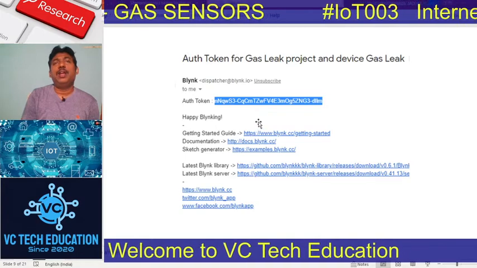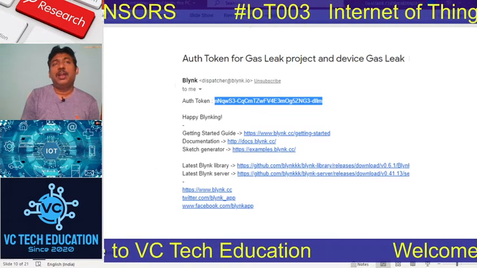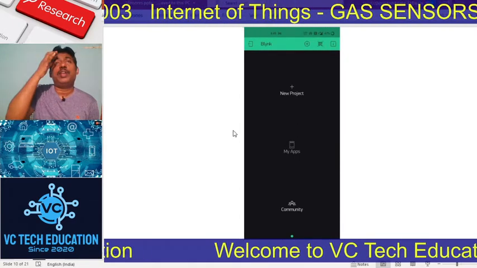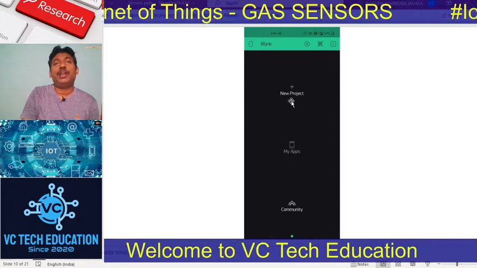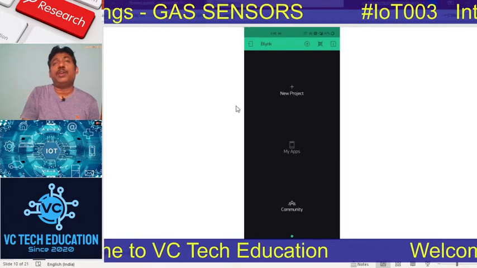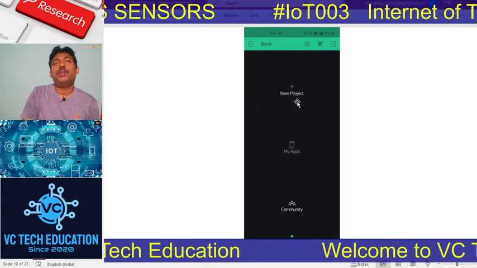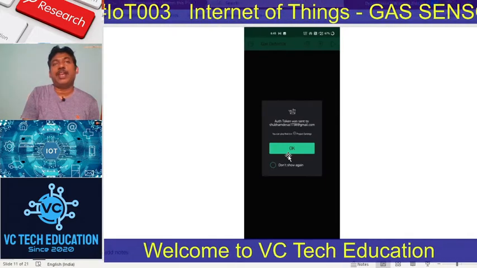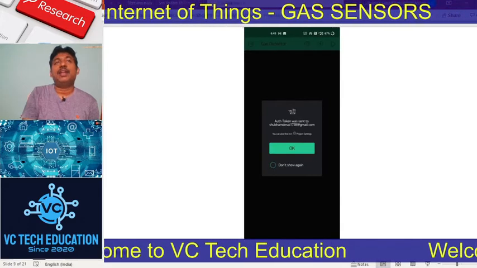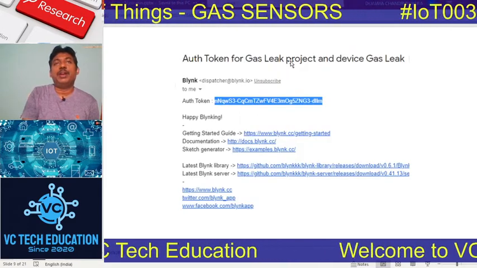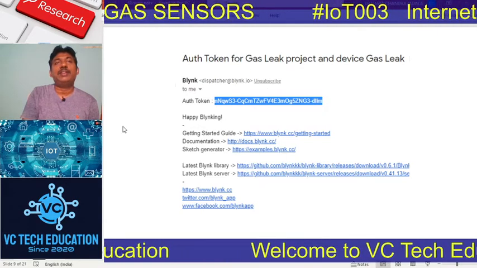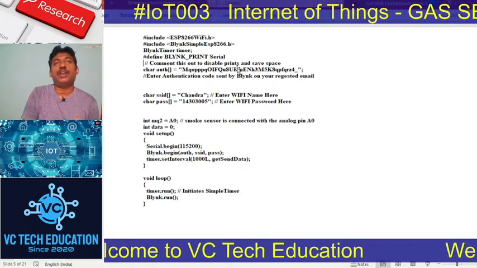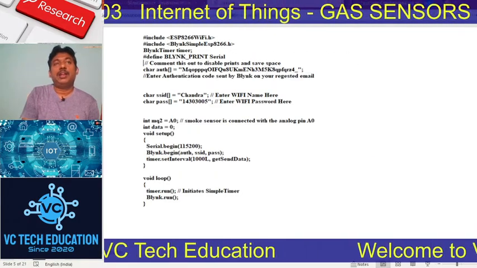Next, check your email. Before that you have to set up the app. You have to download the Blynk app. After downloading the app, go to new project. You have to give your email ID, then go to new project. Then it will ask whether to send the API code to the email. Say yes, then you will get an email in your mail. Then you have to copy this authentication token, and after copying, paste this authentication token here.